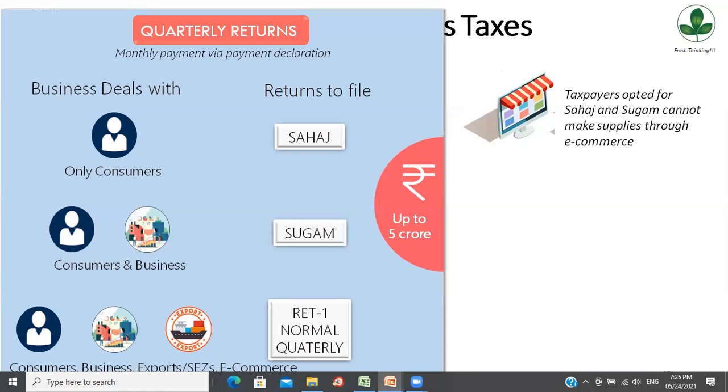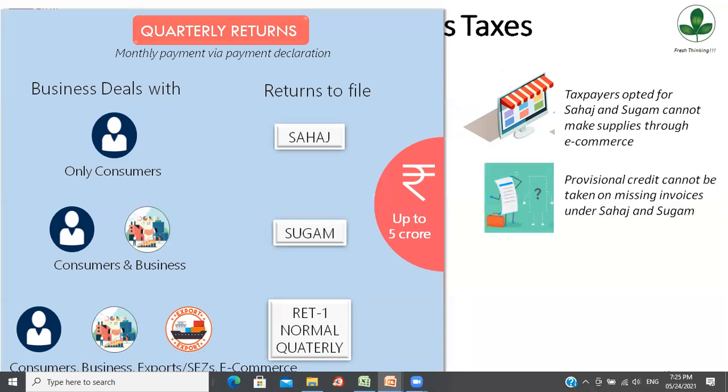So there is one more condition. If you are filing under Sahaj and Sugam, which means you are selling either only to consumers or to consumers and business, and you have opted for Sahaj or Sugam, then you cannot make supplies through an e-commerce portal. So you cannot sell through that e-com portal. Then, provisional credit cannot be taken on missing invoices under Sahaj and Sugam. This we will discuss.